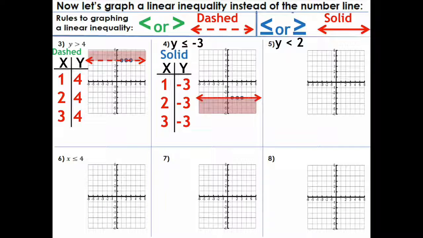Okay, now number 5, go ahead and write this down. Y is less than 2. I want you guys to tell me if it's a solid or dashed line and go ahead and graph it on your own right now. Go ahead and do that.